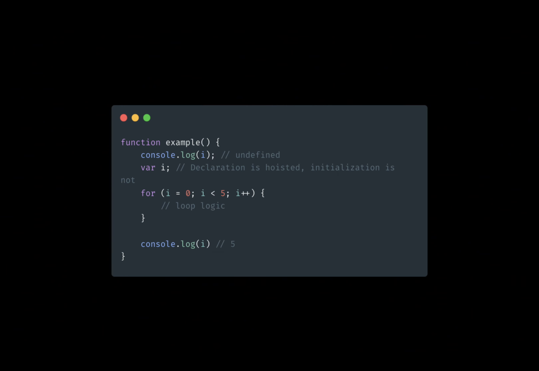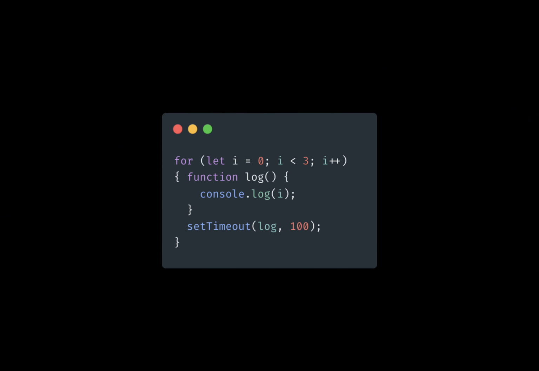Watch what happens when we change the variable to let. We get our original expectation of a console log of 0, 1, 2. With var, we have a global variable that we are mutating over and over again. But with let, we are creating a variable that is scoped to the for loop. In other words, it's local to the for loop and can't be accessed outside of it.